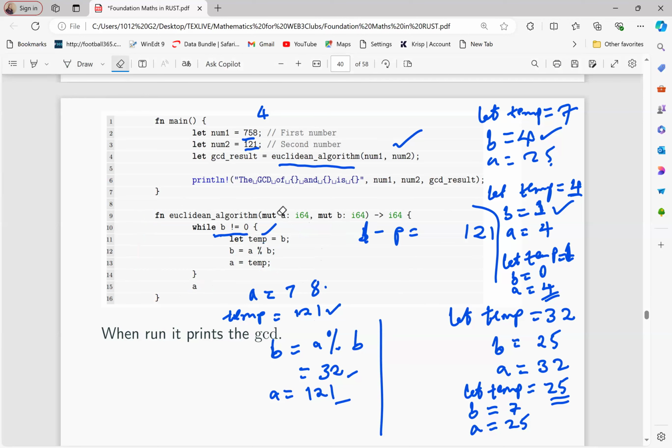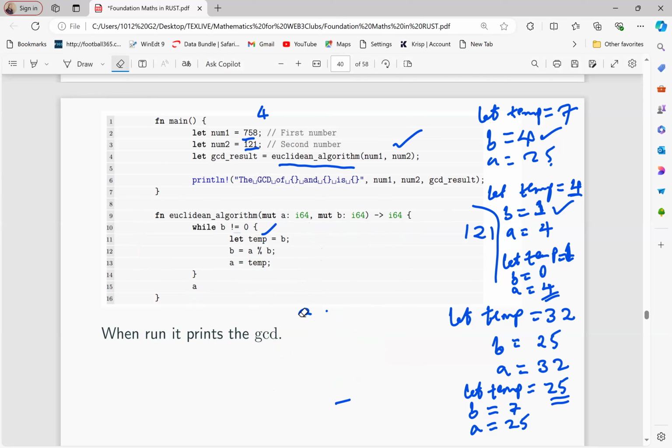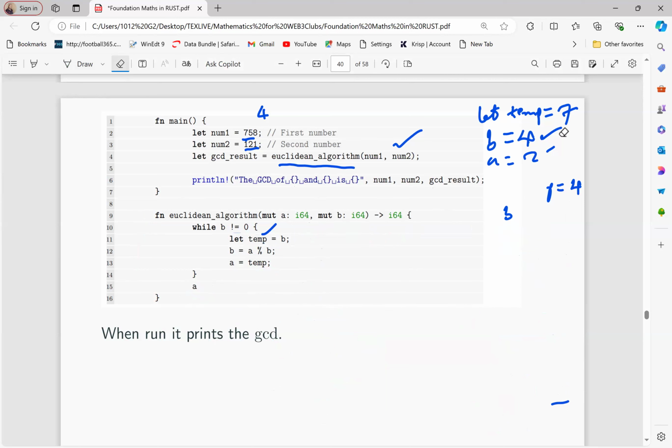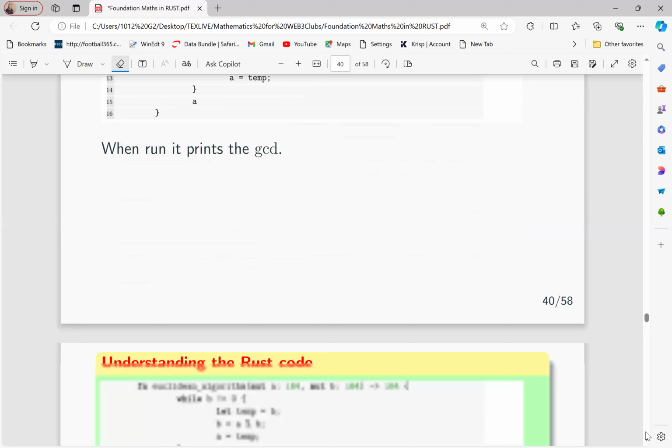So I don't know whether my working was correct. I think I may have missed somewhere, because the GCD of these two numbers cannot be 4. I may have missed somewhere in my division and noting the remainders. But of course, that is how this algorithm works. I'll show you an example.